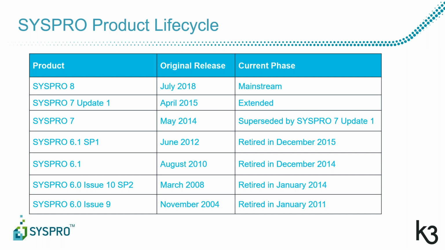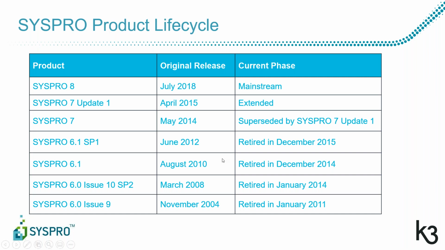We of course have customers that are on multiple older versions as well, all the way from 7 Update 1, that's currently 5 years old, which is when it was originally released, all the way down to SYSPRO 6 Issue 9 that was retired in 2011. So well over 9 years before it was retired, and much, much older than that.